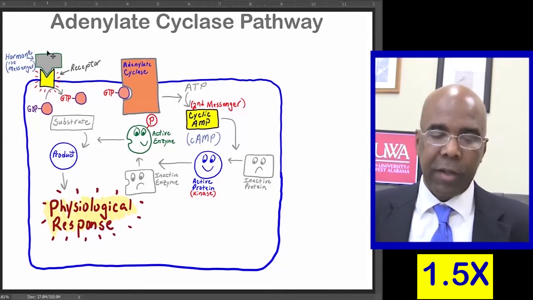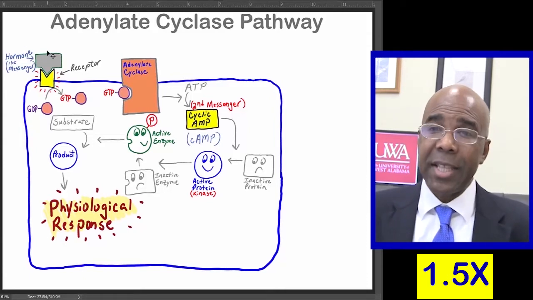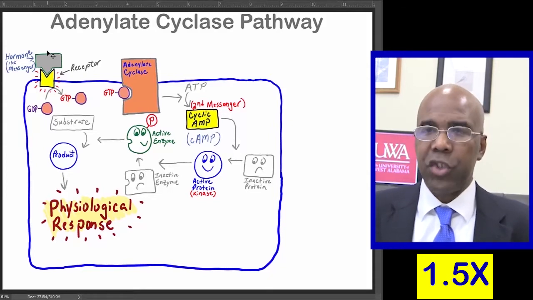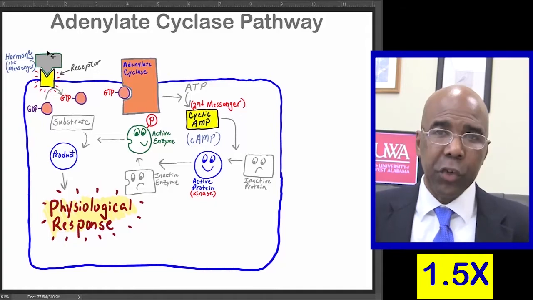So this is how our hormone binds to the outside of the cell and transmits its signal to the inside to give a physiological response. There are two other points I want to mention about this pathway, and these pathways in general, where the hormone binds to the outside. The first one is amplification.